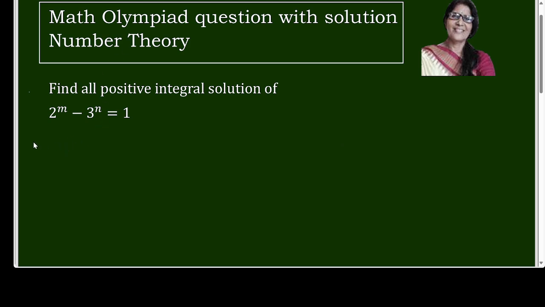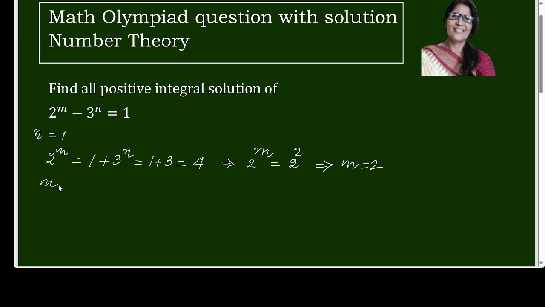So first we'll take n equals to 1. When n equals to 1, then 2 power m equals 1 plus 3 to the power n, I have taken as 1. So 1 plus 3, this is equal to 4. So immediately I am getting the solution 2 to the power m equals 2 to the power 2, for m equals to 2. So (m, n) = (2, 1) is a solution.